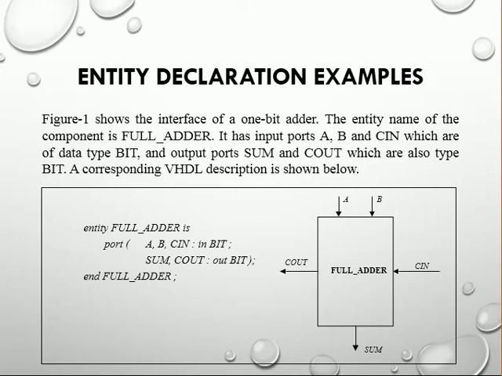Now suppose we want to write the entity for a full adder. You can see here the block diagram for this full adder. So what are the inputs to the full adder? Yes, input A, then B and the carry in. So these are the three inputs for the full adder, and how many outputs are there for the full adder? Yes, sum and carry, these are the two outputs for the full adder. So how will you write the entity for that?